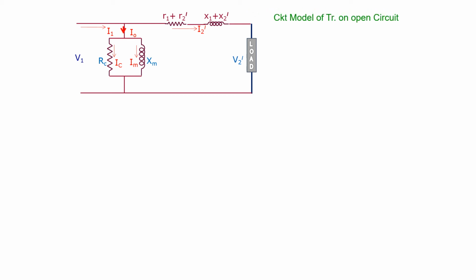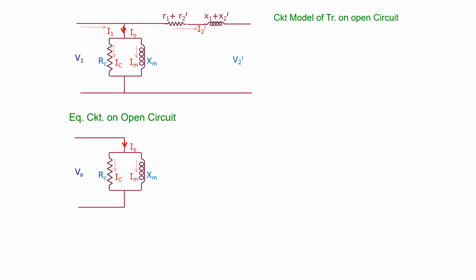Let's now look into the equivalent circuit on the open circuit condition. Open the load, I2 will be 0. So the input current I1 will only be equal to I0. This is the equivalent circuit on open circuit. So RC can be calculated as V0 by IC. XM can be obtained by putting V0 by IM.